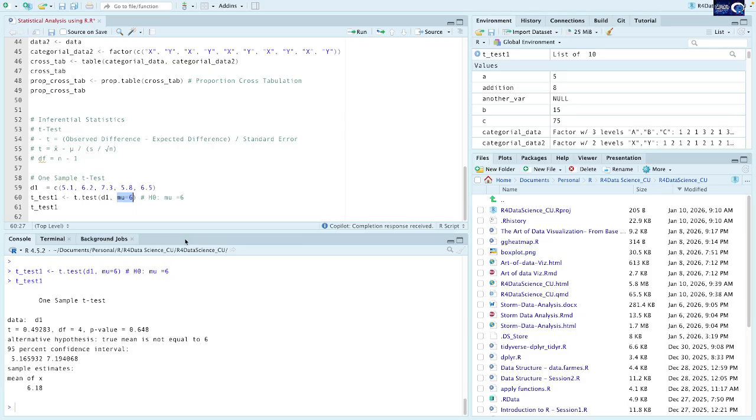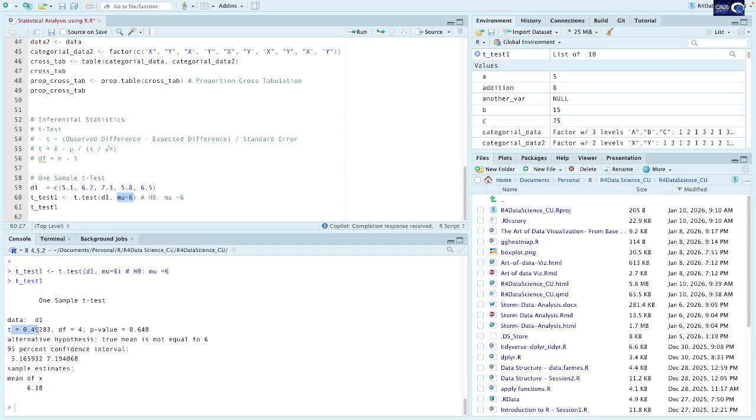Then the 95% confidence interval is there, that is the range of values within which the true population mean is likely to fall 95% of the time. So within this limit the average value will fall. When we calculate the average value, it is actually 6.18, which is in this range. Then the mean of the data, that is the mean of actual data.